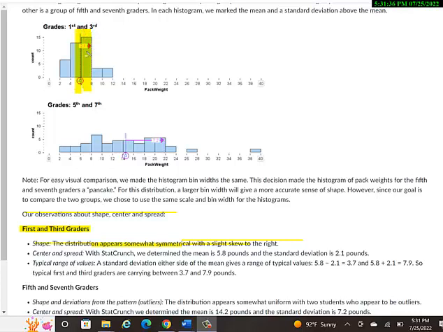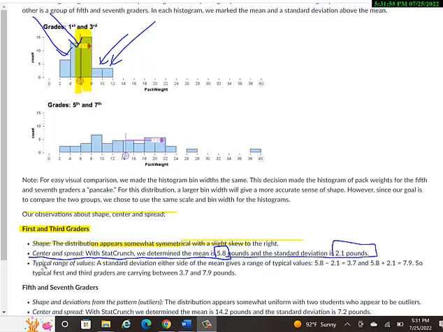They said it's right here, this blue bar. But notice that the bars to the left of the middle are higher than the bars to the right, so it's skewed to the right, like they said. Center and spread, with StatCrunch, we determined that the mean is 5.8 pounds, and the standard deviation is 2.1 pounds.